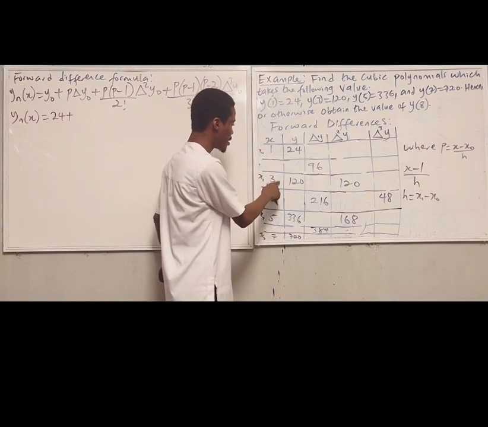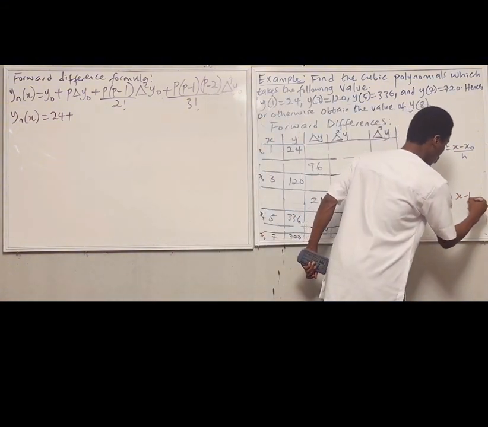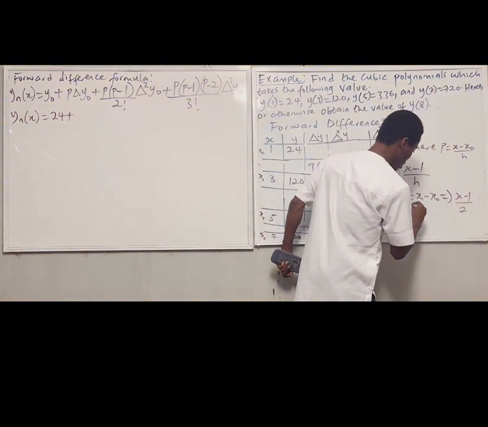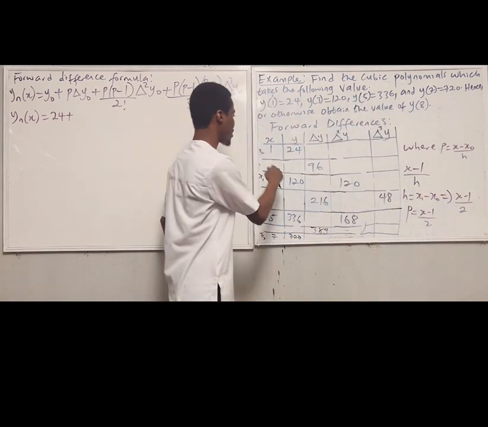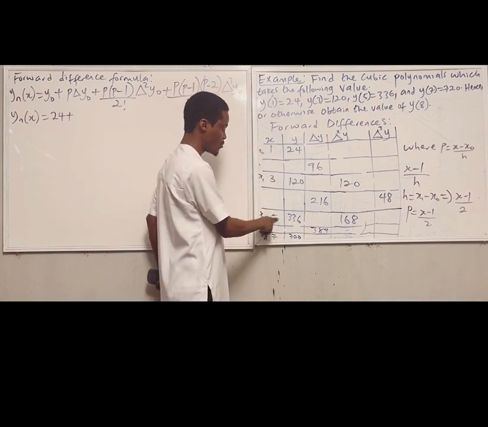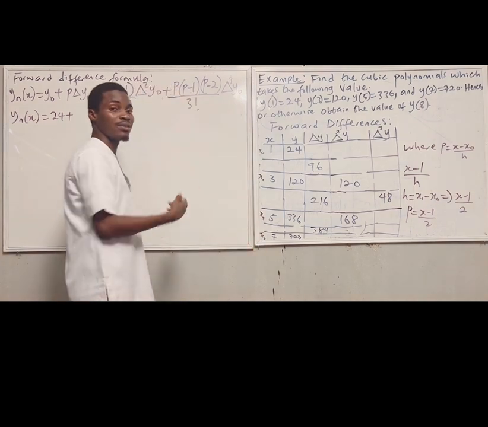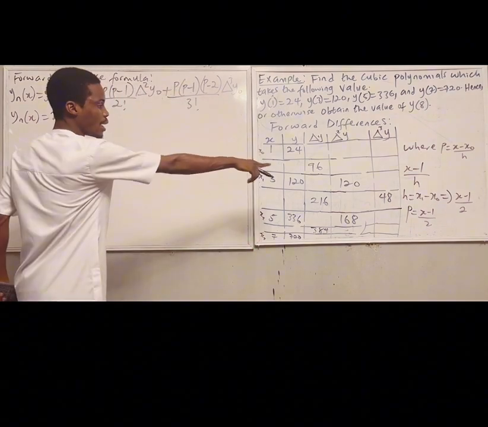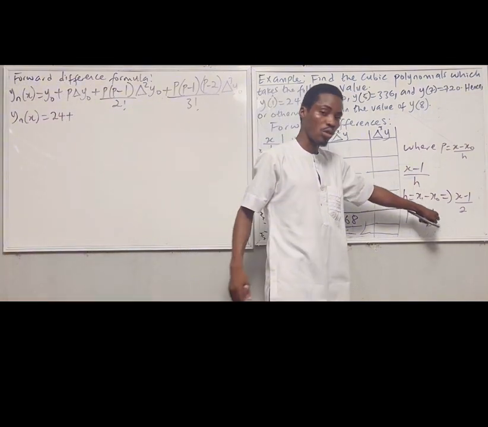The interval difference, 3 minus 1, is 2. So I'm going to have s minus 1 all over 2. So my p is now s minus 1 all over 2. Remember the interval difference: 3 minus 1 is 2, 5 minus 3 is 2, 7 minus 5 is 2. So the interval difference is 2, so my h is now 2. Whenever I see p, I'm going to put s minus 1 all over 2.